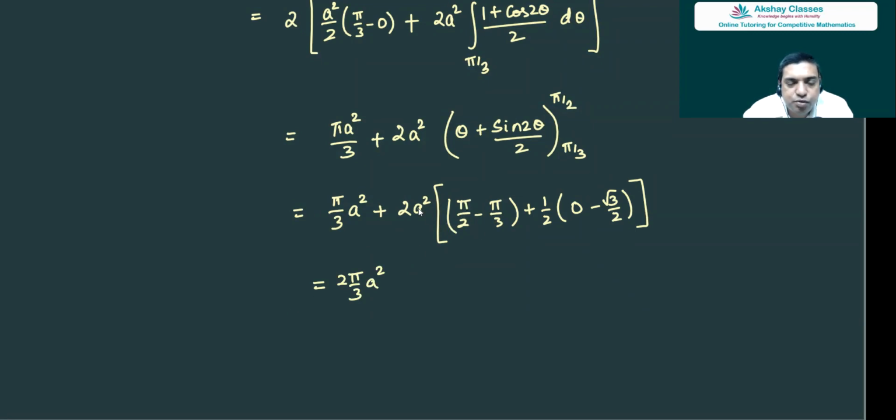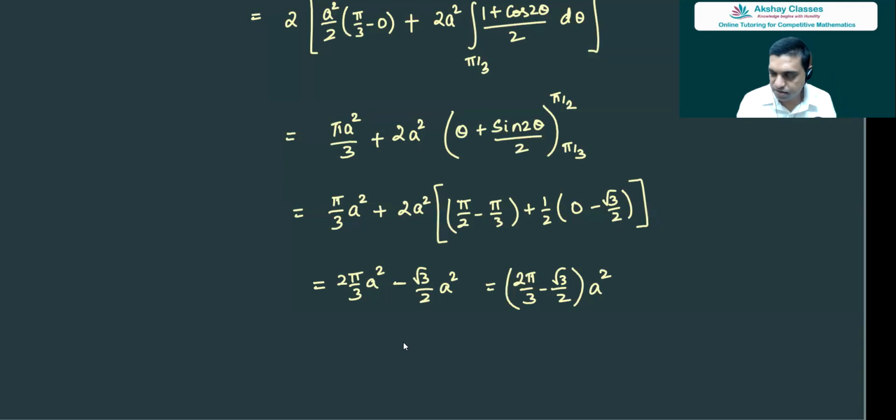Pi by 6 into 2 pi by 3 a square plus pi by 3 a square is 2 pi by 3 a square, minus root 3 upon 2 a square. So 2 pi by 3 minus root 3 upon 2 a square. Answer given is in numerical coefficient. I'll just check.